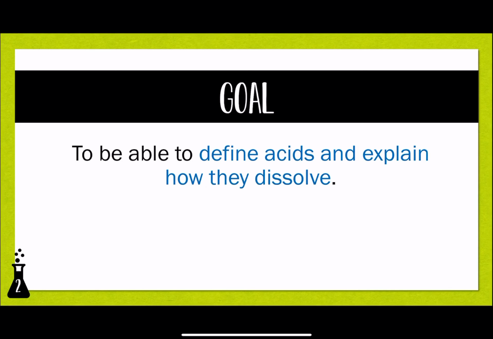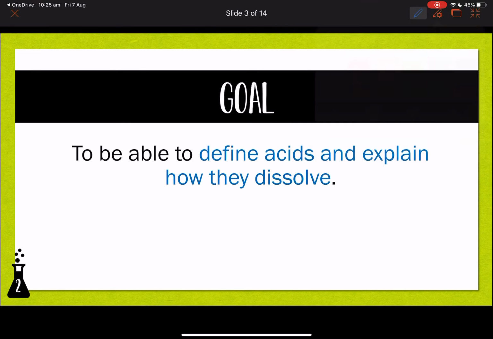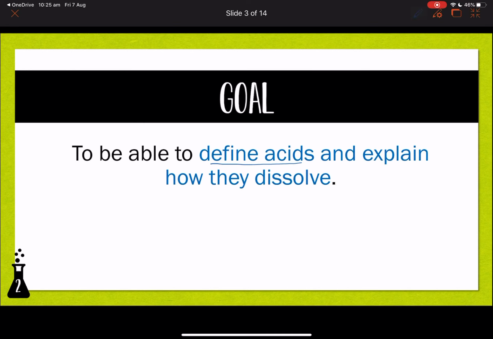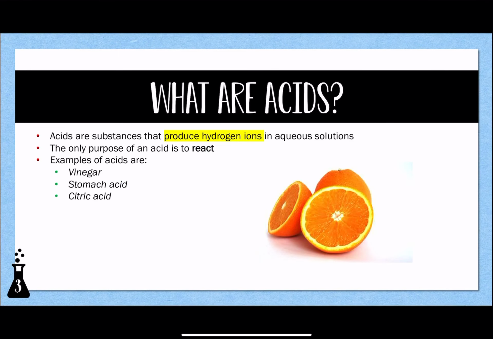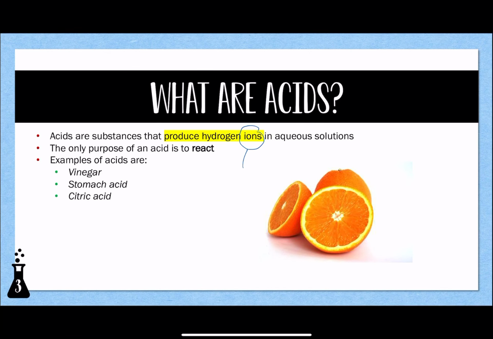Now by the end of this video I want you to be able to define acids and explain how they dissolve, okay? So acids are simply substances that can produce hydrogen ions. Okay, so just remember, ions are charged, a charged atom or molecule because it's either gained or lost an electron. And a hydrogen ion just looks like this, okay? So it's got a plus charge there.